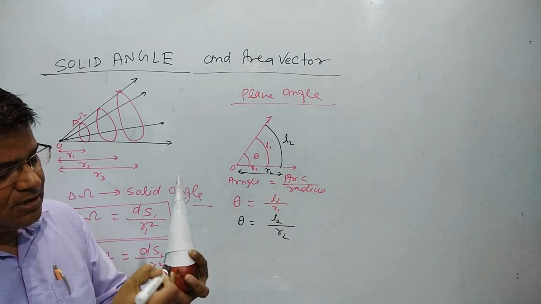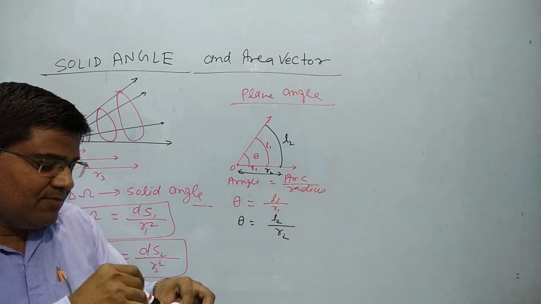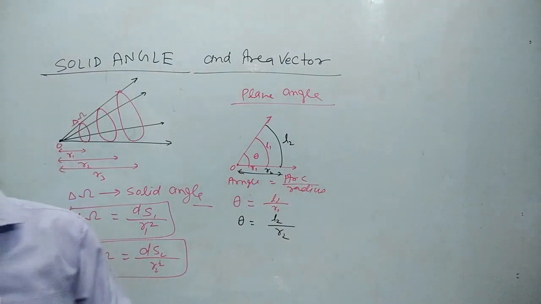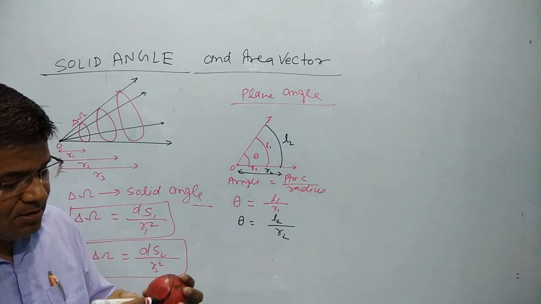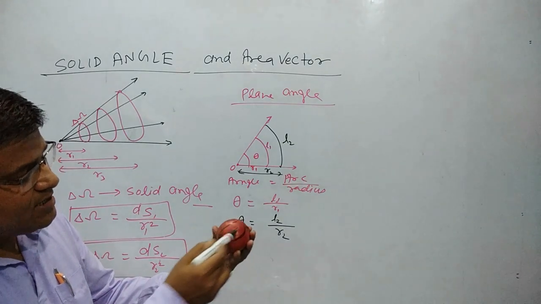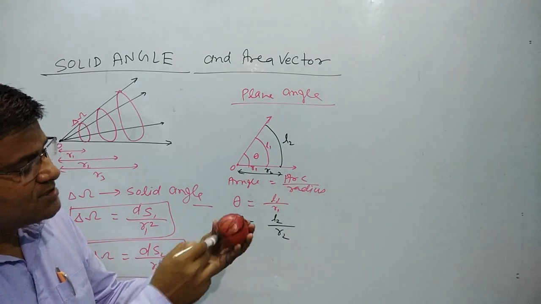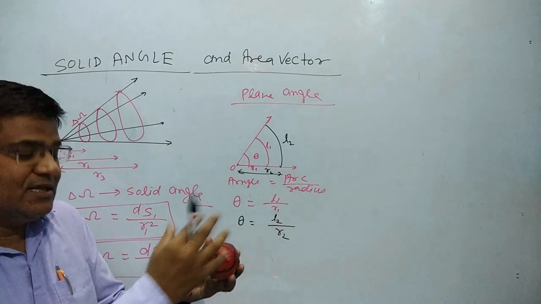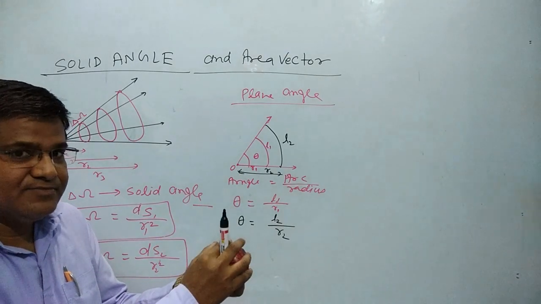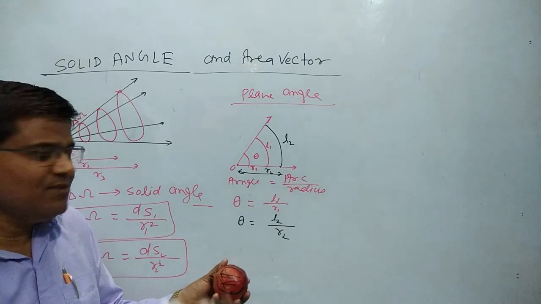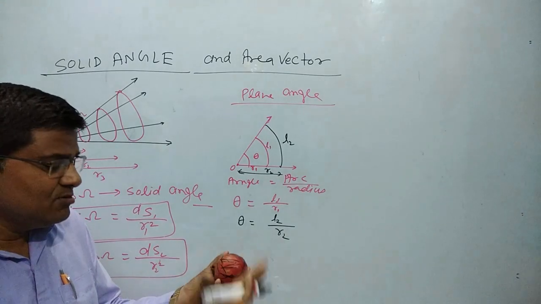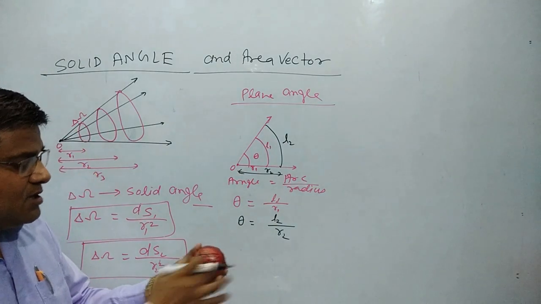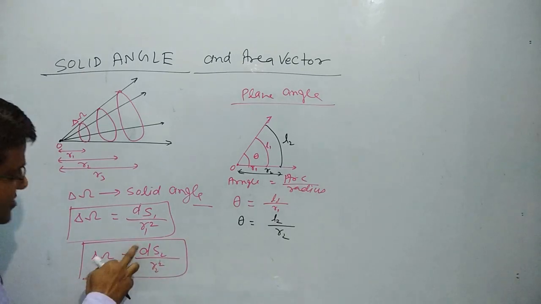Just like you measure by graph paper. This area is ds. How can you find this area? By graph paper or another method. Graph paper is actually a two-dimensional thing, but here it is three-dimensional. Then you use different methods to find the area, as you learned in class 11. This is the area, and this area is ds.